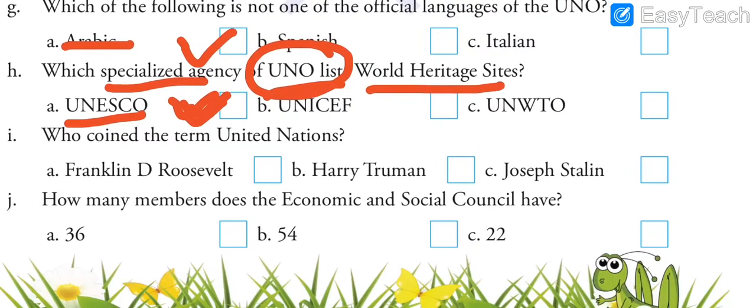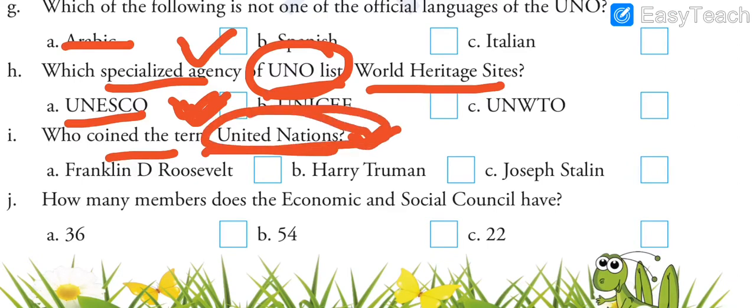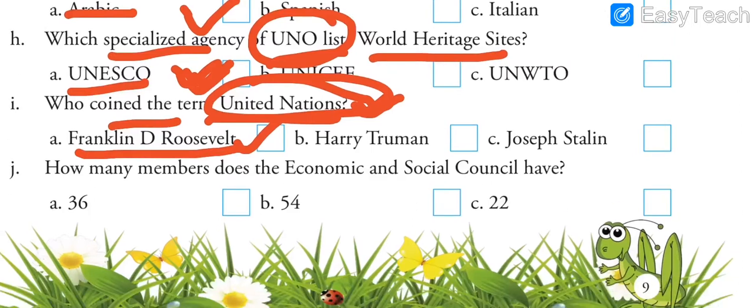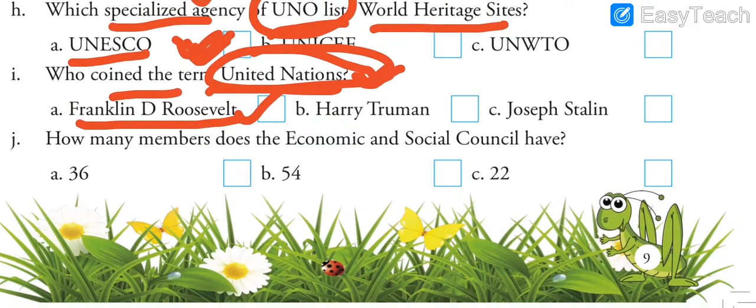Next question we have is, who coined the term United Nations? Now this is formed, but who has given this name United Nations? So the person behind this is Franklin D. Roosevelt. Franklin D. Roosevelt coined this term UN, that means United Nations.